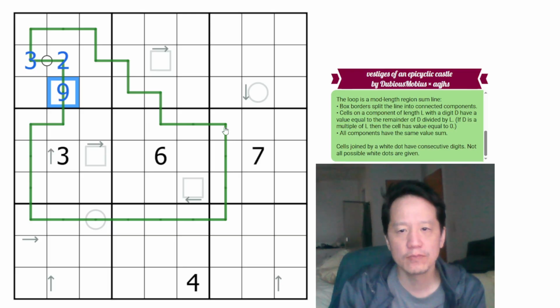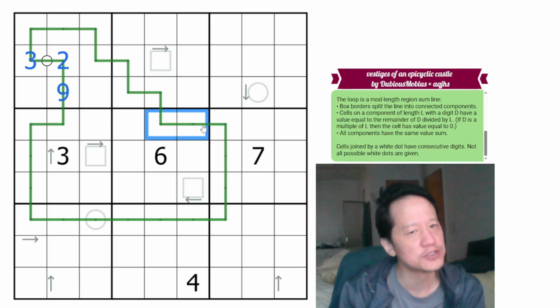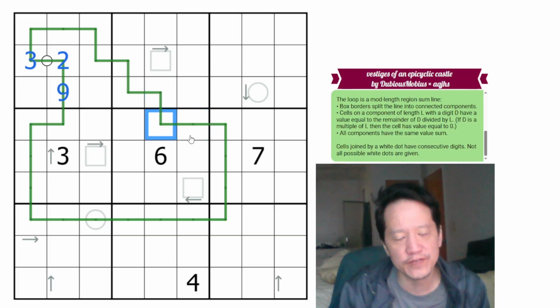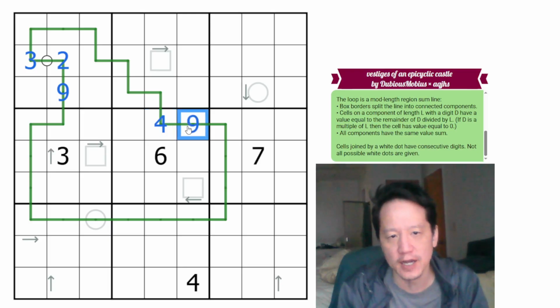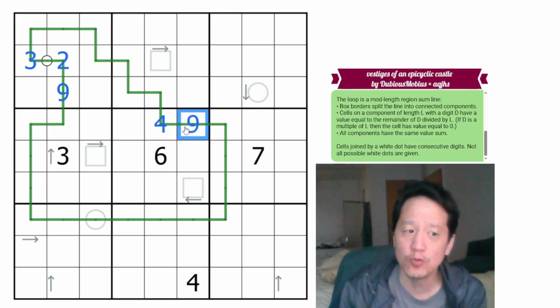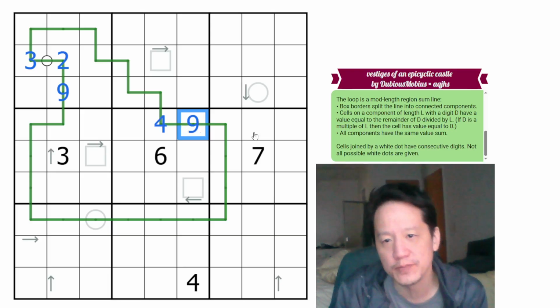And I guess that's interesting. So this is length 2. So if this were a 4, this would have to be a value of 0, because 4 mod 2 has a remainder of 0. And if this was, say, 9, this would have a value of 1, because 9 mod 2 is a value of 1.